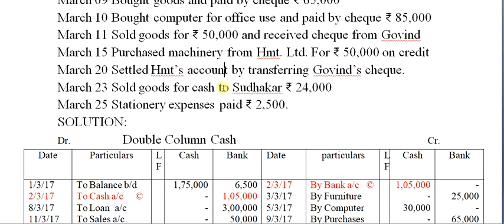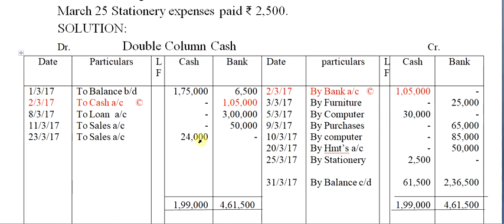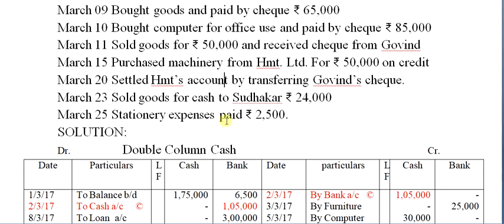When we are selling the goods, what happens? Our cash balance increases, so that should be taken under the debit side. So automatically, to sales account 24,000 value of cash balance increases, my dear students. Again, March 25th, stationery expenses paid rupees 2,500. Stationery expenses has been paid. Stationery expenses paid means what happens? Our cash balance reduces, so it should be considered under the credit side, my dear students.